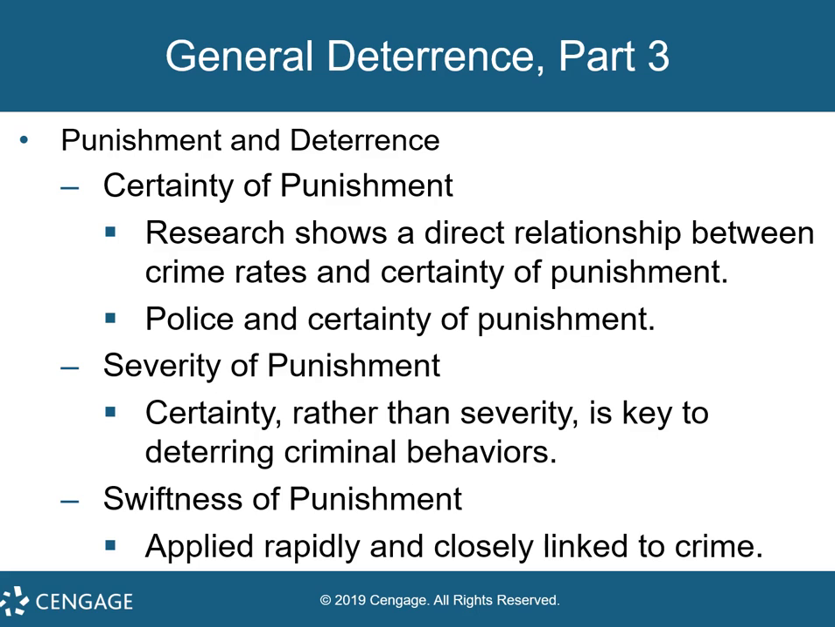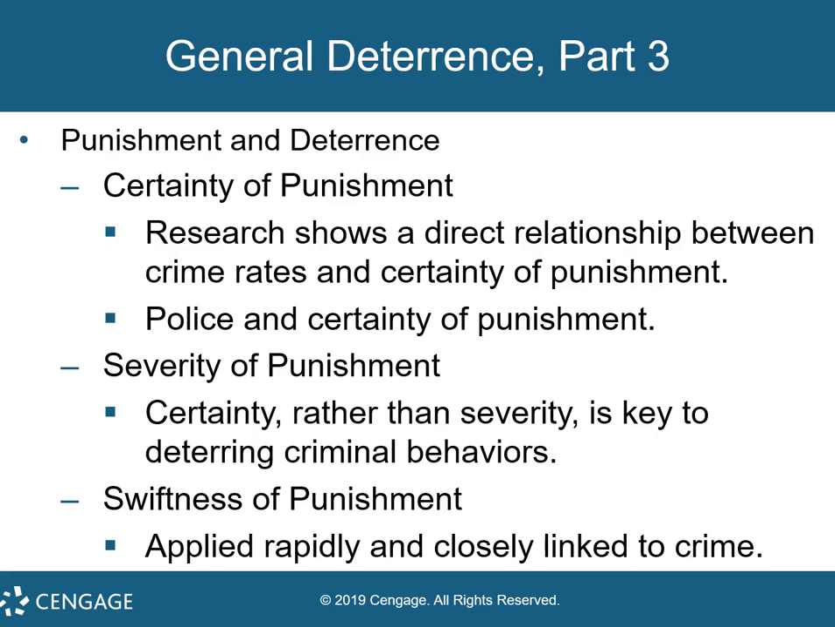A number of research efforts do show a direct relationship between crime rates and the certainty of punishment. Although the issue is far from settled, people who believe that they will in fact get caught if they commit a crime are the ones most likely to be deterred from committing these crimes. So again, certainty of punishment.